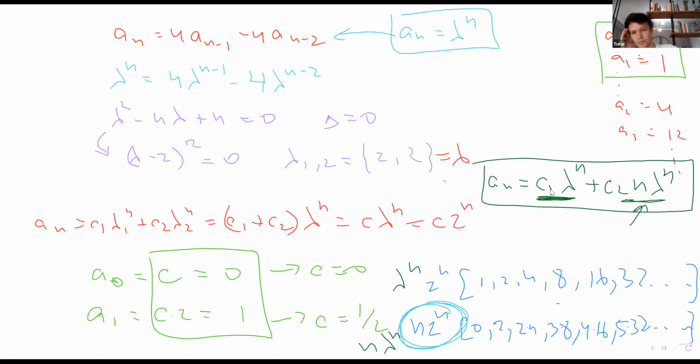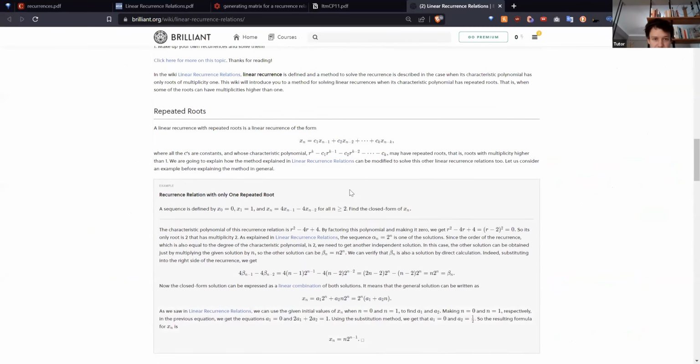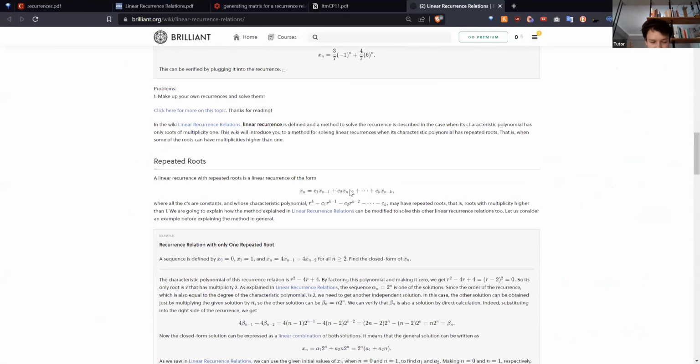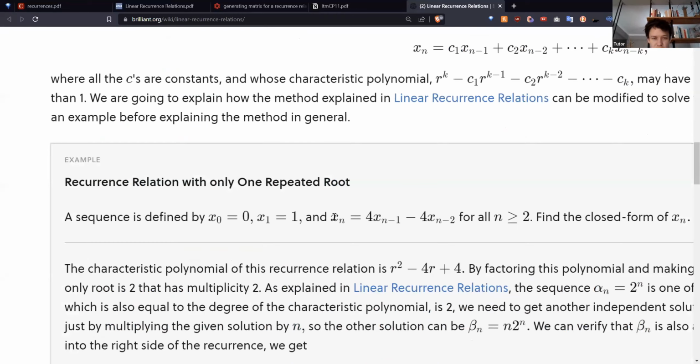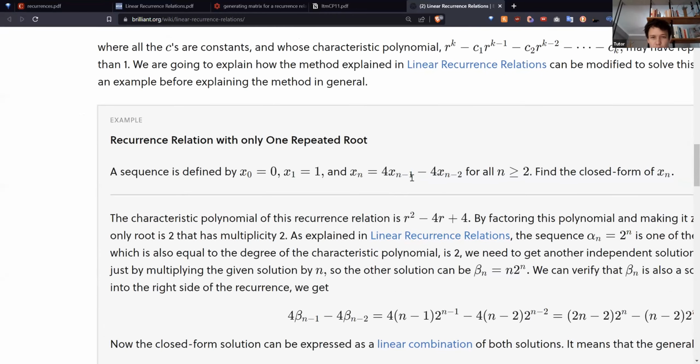Okay, so maybe we can do an example with a double root. I think Brilliant is also good with double roots. If we look at repeated roots and at the equation we just solved, this is exactly the equation we had. If you have this equation, you see that 2 is a double root, so you're going to get n and 2 to the n.